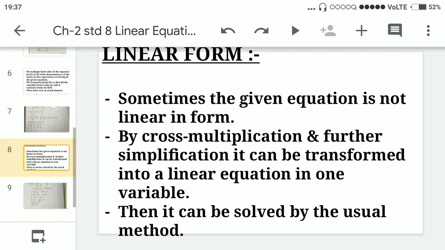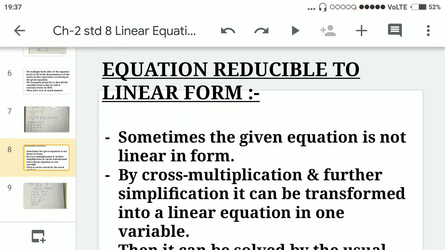Fine. Then equations reducible to linear form. That means, if in some case the equation is not in linear form, first of all you have to convert it into linear form, then we can solve it in the usual way. Sometimes the given equation is not in linear form. By cross multiplication and further simplification, it can be transformed into a linear equation in one variable.